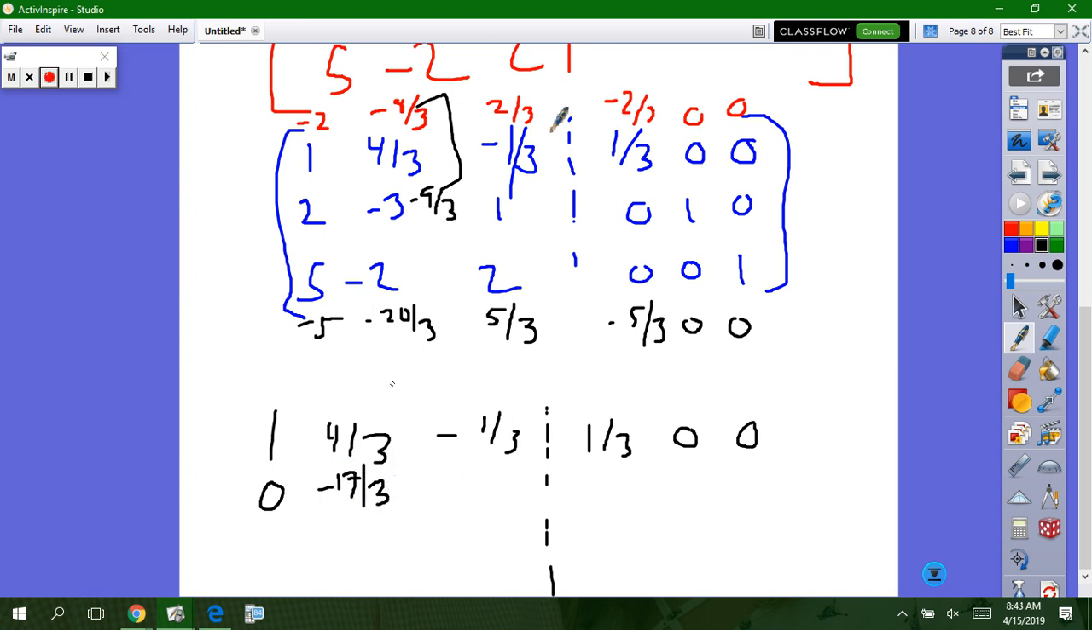Sorry about that. Negative 2/3 plus 1. Remember, 1's 3/3. So 2/3 plus 3/3 is 5/3. Negative 2/3 plus 0 is negative 2/3. 0, 0, or excuse me, 1. I forgot my 1 right there.